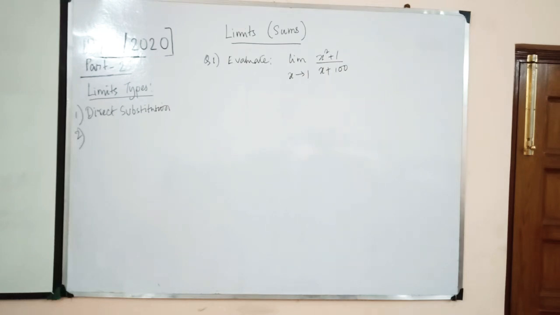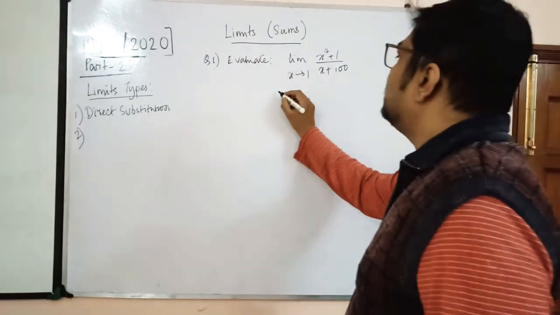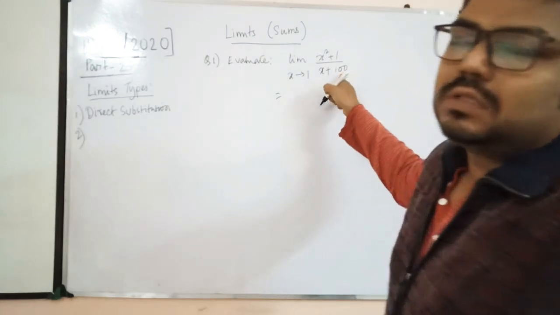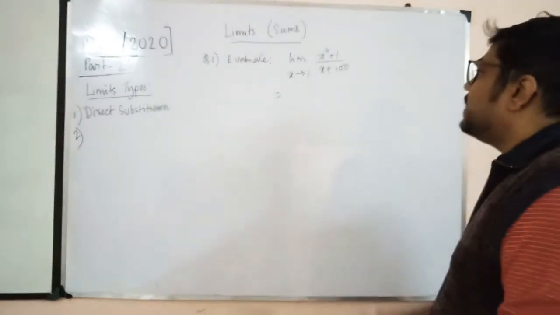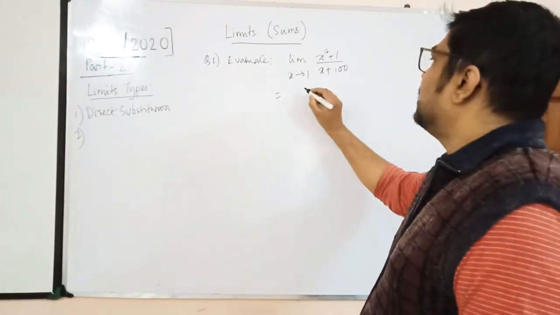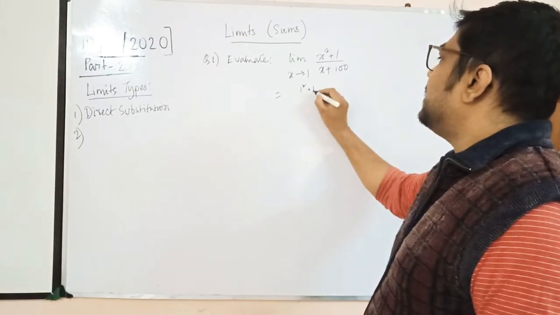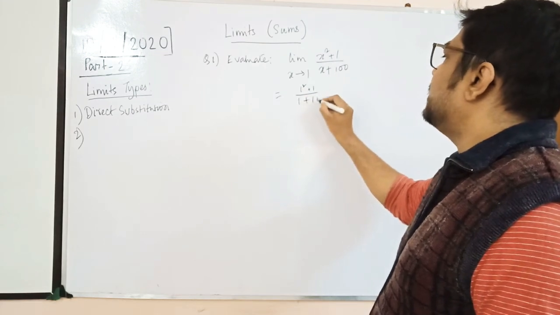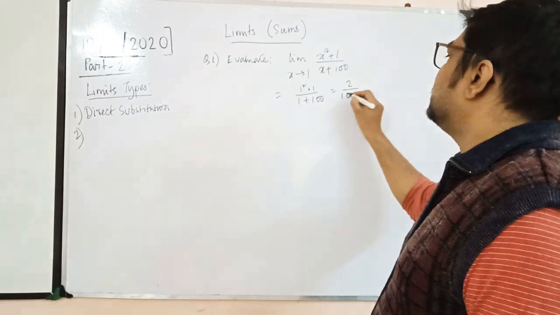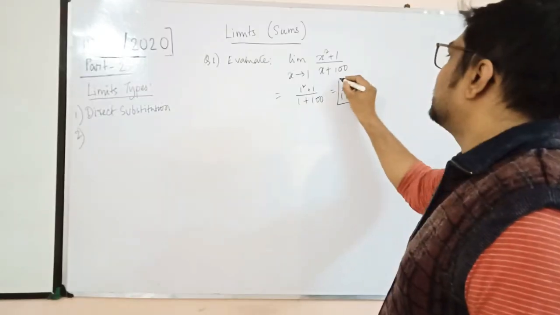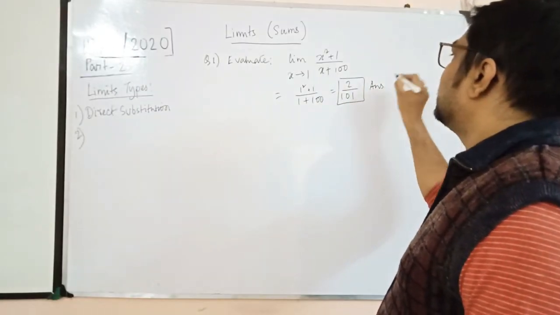So if we put 1 into it directly, there is no problem because we get a non-zero denominator. If the denominator is non-zero, we can directly put the value over here. So we get (1 square plus 1) by (1 plus 100). So it's not a problem for us at all. So 2 by 101. So this will be the answer.